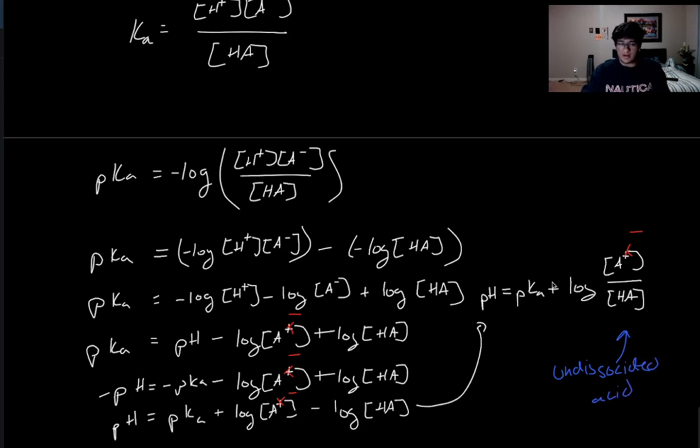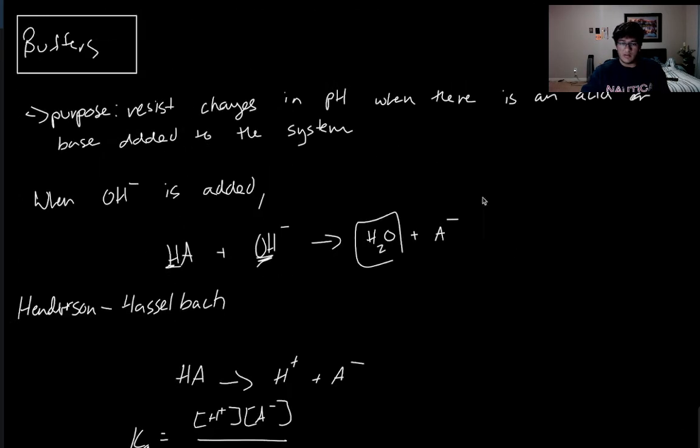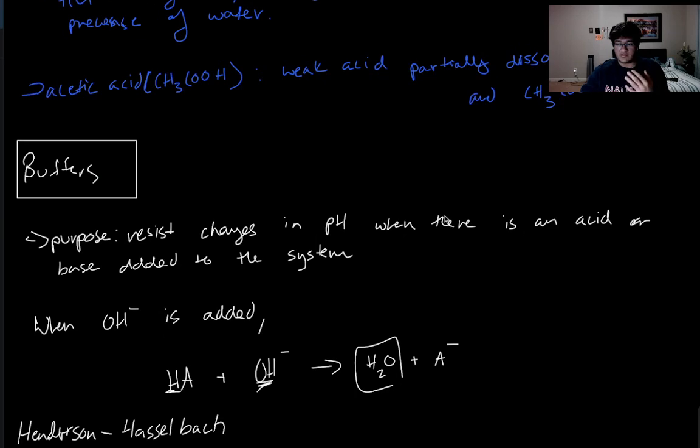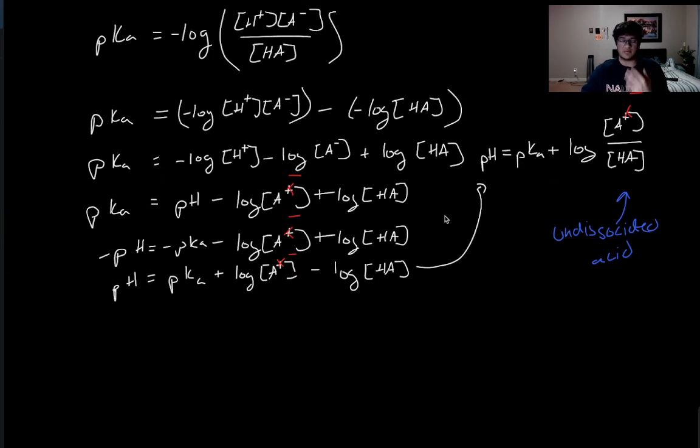So I want to go back to where we had said that we have some HA left over. That's where the undissociated acid comes from. That's what we're talking about. And how do we find that? Use ICE charts. If you don't know what ICE charts are, go on to any chemistry website and learn about those. They're the most useful thing that will get you through any chemistry class.